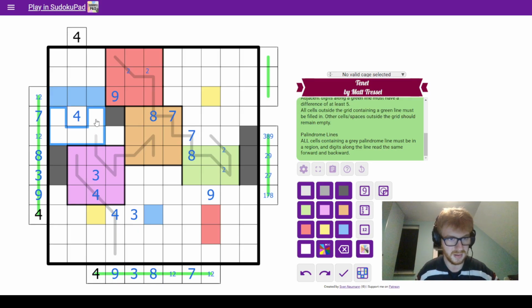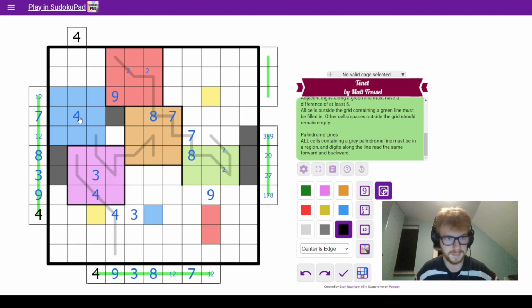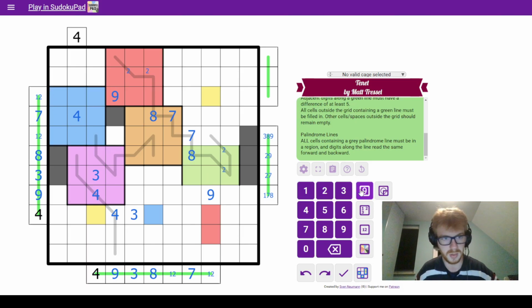Now I said that this would have to be blue. That doesn't disambiguate the 1 and the 2. It's fine. It's fine. We continue where we left off with the puzzle.